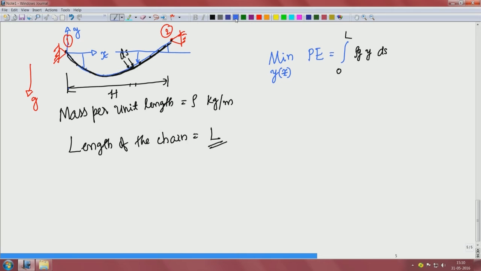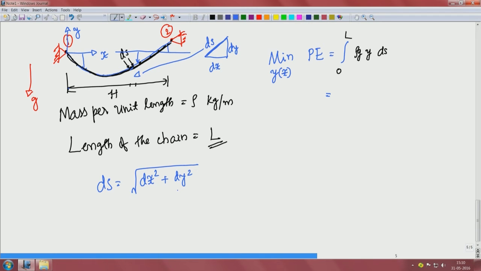This we can rewrite, because our x is not there yet. The ds that we have, we can write as the square root of dx square plus dy square. That is basically Pythagoras theorem, right. I said this is dx, let me write it here, little dx. So if I enlarge it, this is ds, this is dx, this is dy.